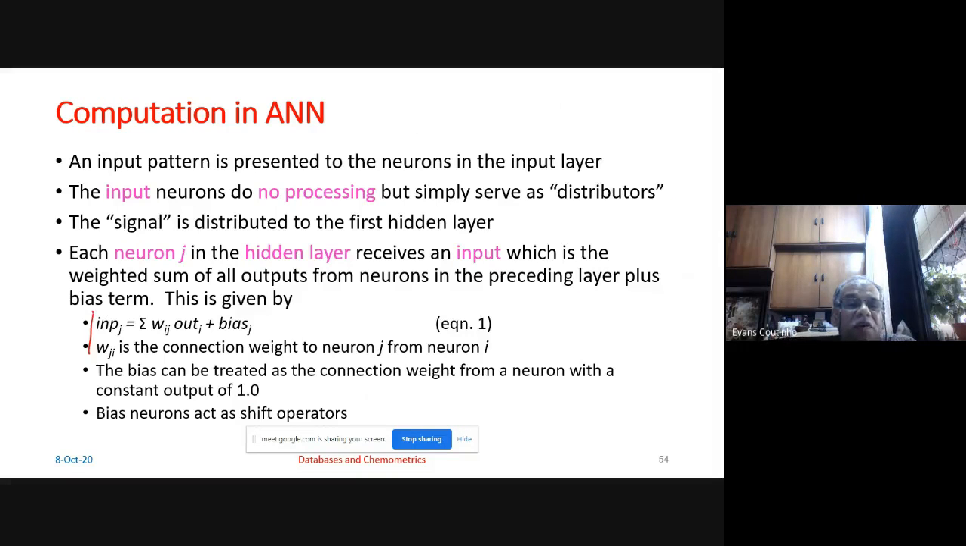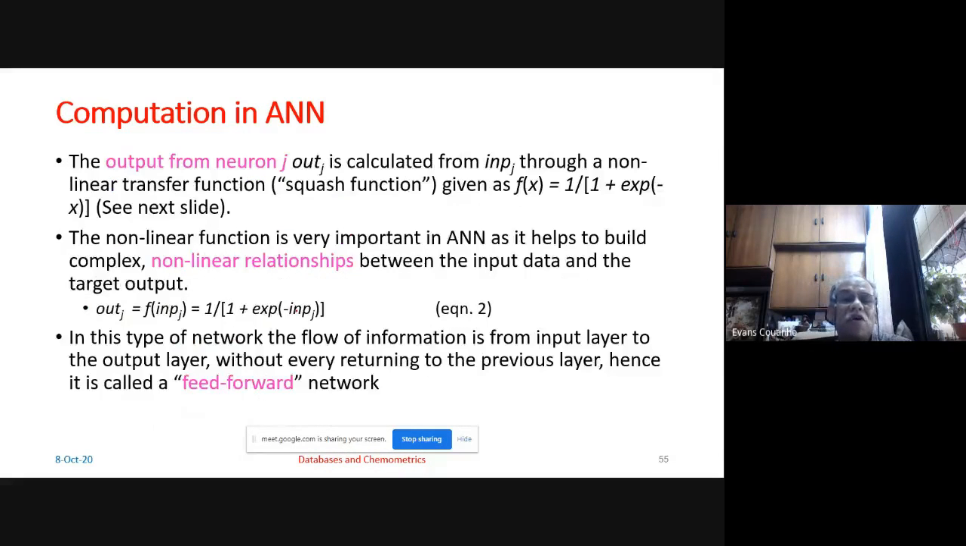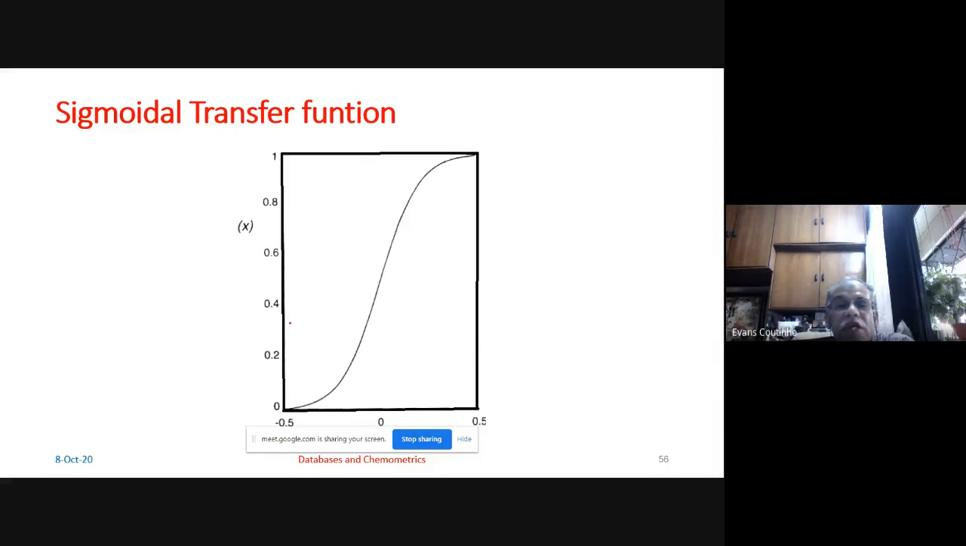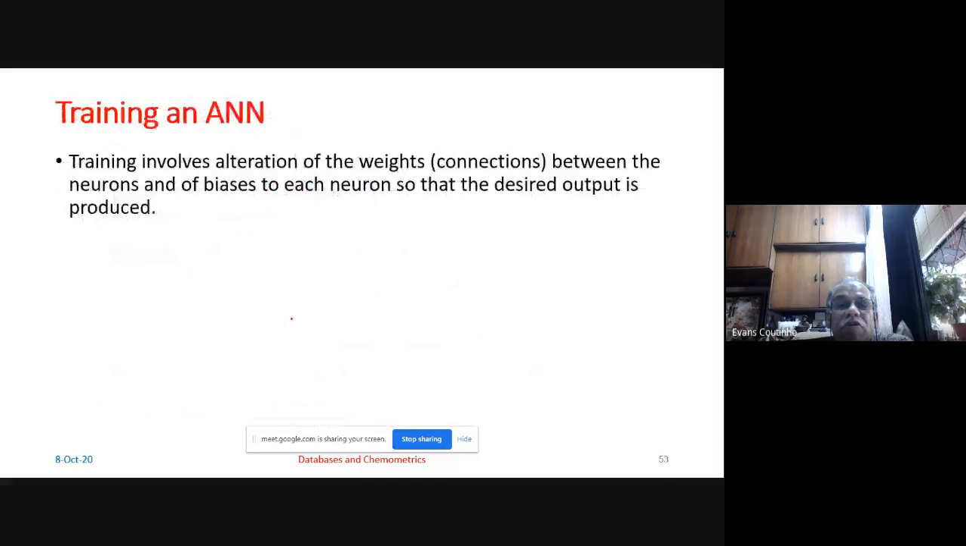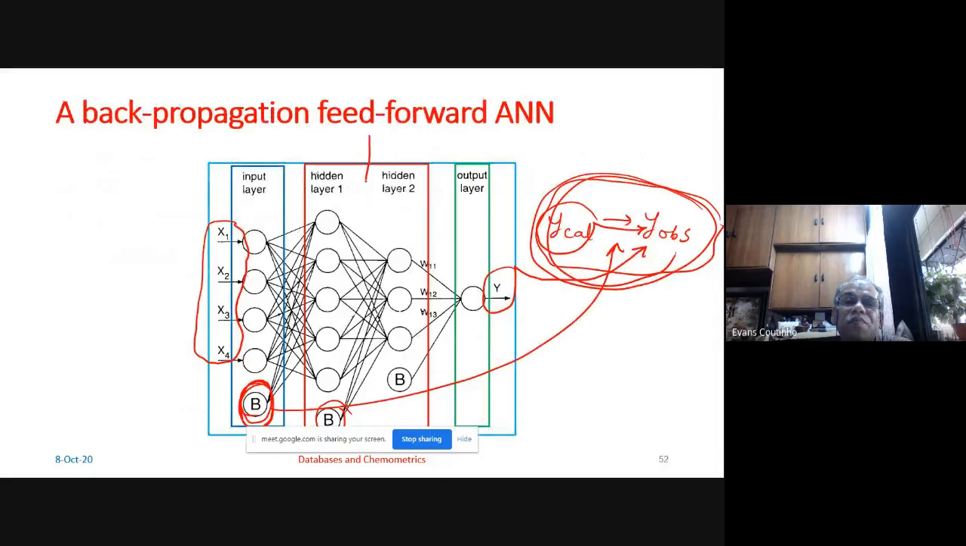Here is a little mathematics of how the information is transmitted to each one of these neurons. The input that goes into each neuron is given by the weights coming from the previous neuron multiplied by the output of the previous neuron. I'm not going to talk about all of these things. The most important thing I want to tell you is this processing which goes on. This processing transmits information from here to the output layer, and it is very important. This processing layer actually processes information in a very odd way.